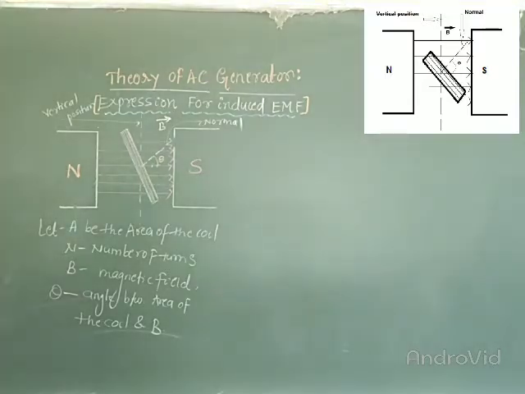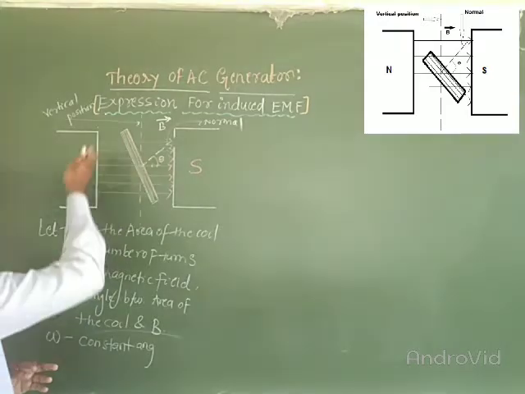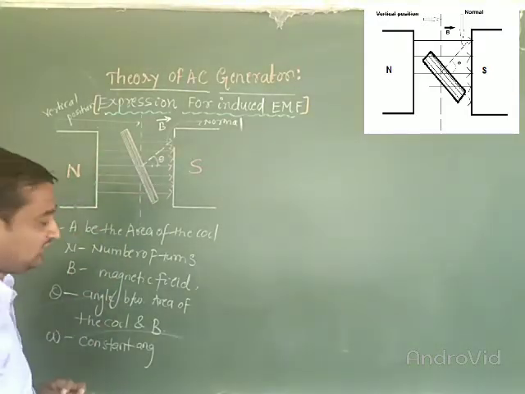Now omega is the constant angular velocity of the rotation of the coil. The coil is rotated with a constant angular velocity omega.